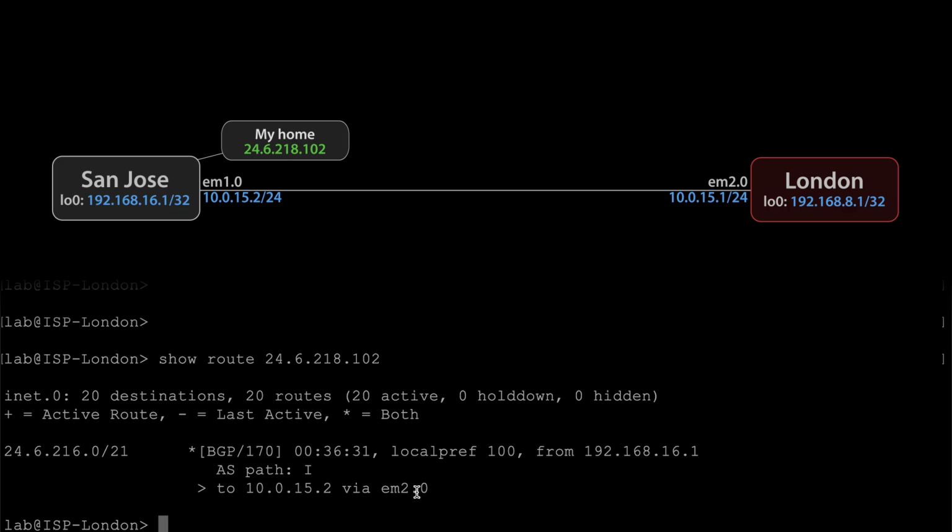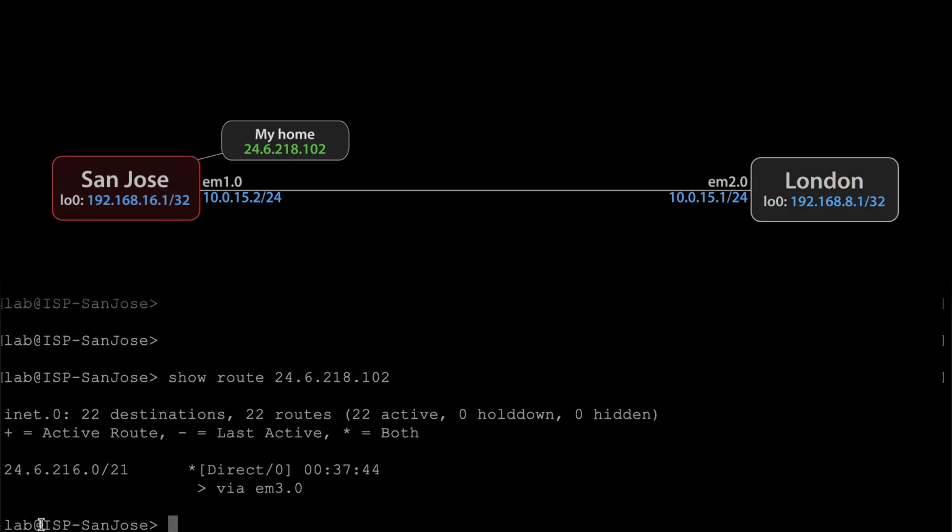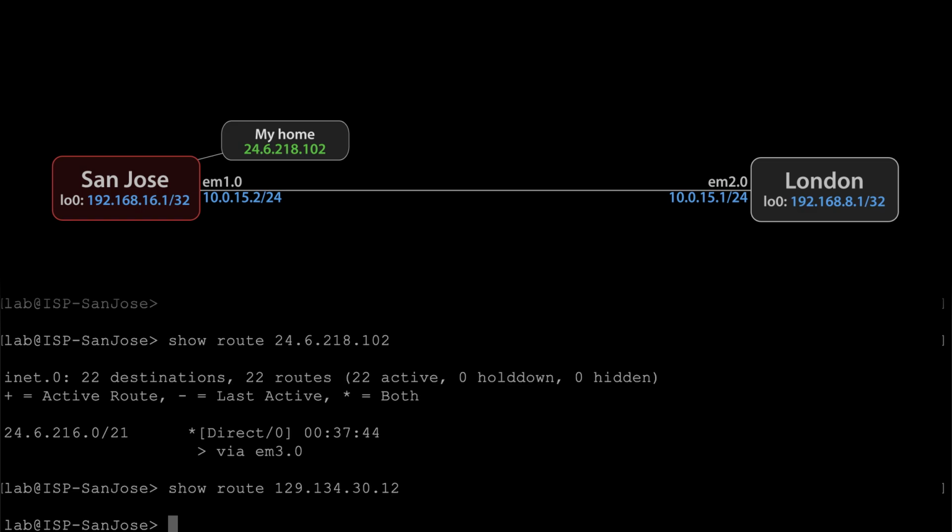But so far, none of the routers on my ISP's network know how to get to Facebook's name server. If we go back to the ISP's San Jose router and look for a route going to Facebook's name server, 129.134.30.12, we get nothing. And remember, on these big networks, there's no default route, so any data trying to get to this address would just be dropped because we've got no route there.